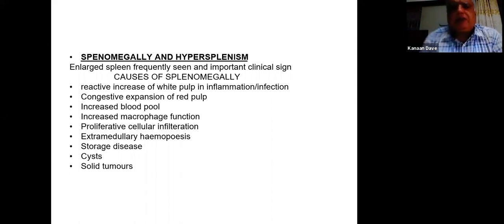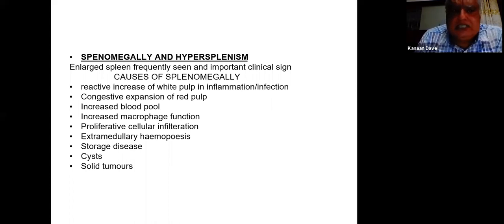So if we look at broadly what would be the causes of splenomegaly, broadly speaking, splenomegaly may arise because of a reactive increase of white pulp in inflammation and infection. So a number of autoimmune diseases, various types of parasitic infections. The white pulp is hyperplastic, and parasitic infections like malaria, like leishmaniasis, are associated with an increase in white pulp and consequent splenomegaly.